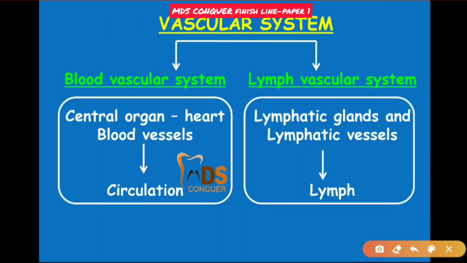This vascular system is actually of two types: the blood vascular system and the lymph vascular system. In the blood vascular system, the central organ is the heart along with the blood vessels, whereas the lymphatic glands and lymphatic vessels are seen in the lymph vascular system.